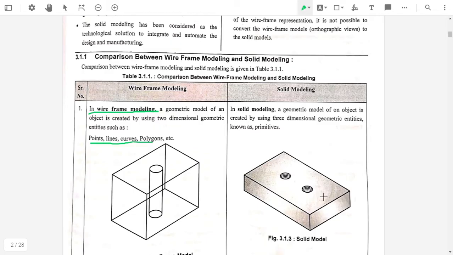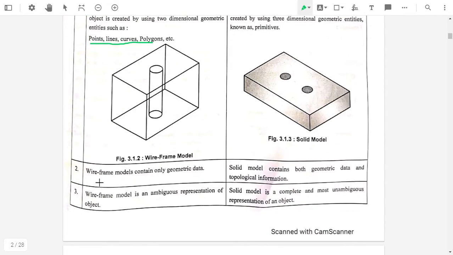What are the different types of primitives? We have learned about the different types of primitives in a previous unit, that is block, torus, cone, prism. These are some types of primitives that are used in solid modeling. And what is meant by primitives? Primitives mean the objects or shapes which are already present in the software to represent three-dimensional entities. The wireframe models contain only geometrical data.